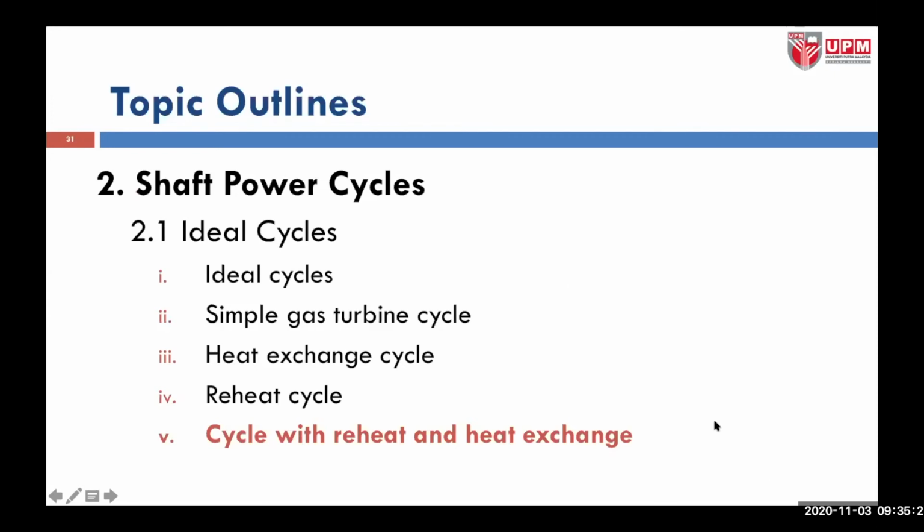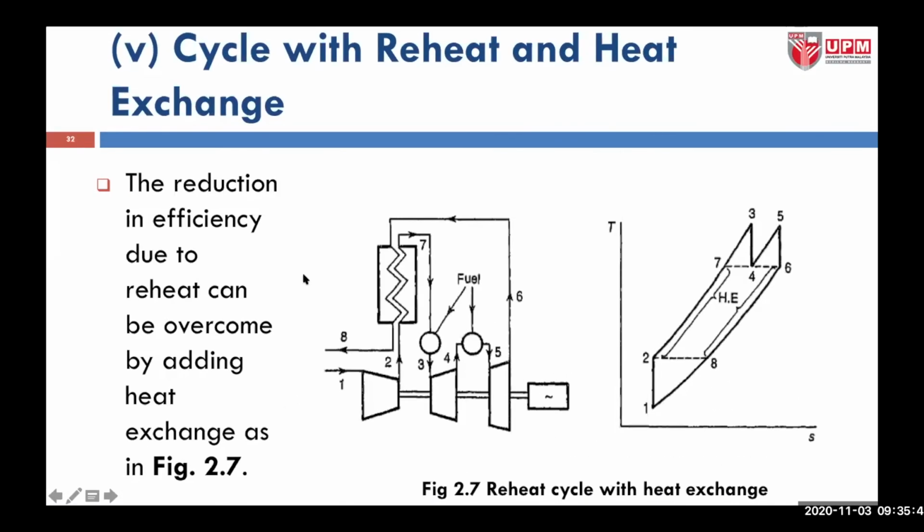The last one for this particular session is the cycle with reheat and heat exchange. So number 3 just now, 2.13, only heat exchange. Then we looked at only reheat. Now we combine. What will happen if we combine a cycle with reheat and heat exchange? The reduction in efficiency due to reheat, remember the reheat maximum efficiency is about 40 to 60%, can be overcome by adding heat exchange.